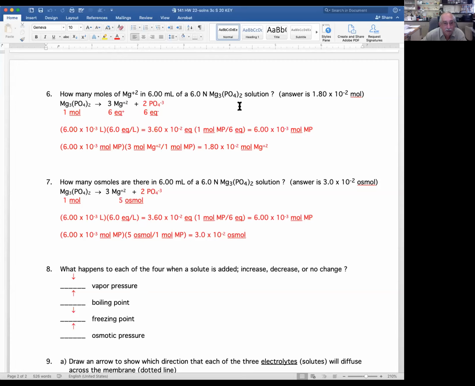So I just use the conversion factor from the equation, right? For every 1 mole of this, there's 3 moles of magnesium. So here's how I got that conversion factor, and then there's the final answer right there. Yes, then you could do it different ways too, but you'll end up with the same answer.